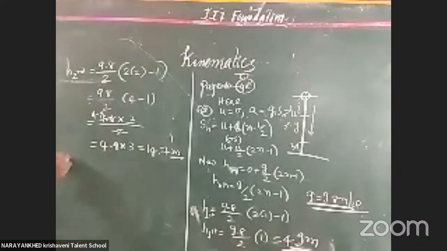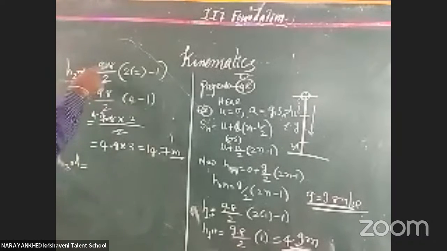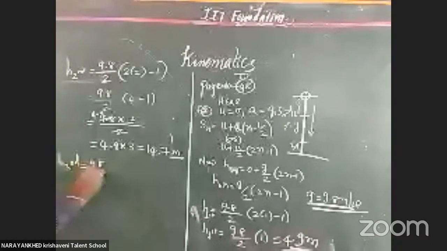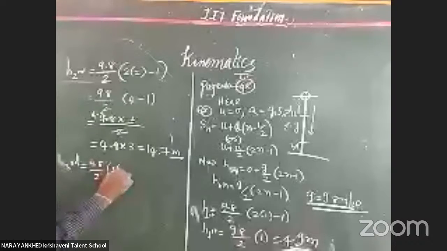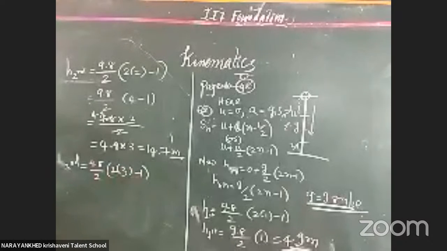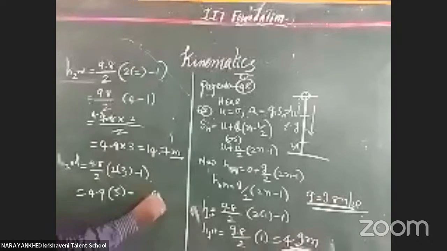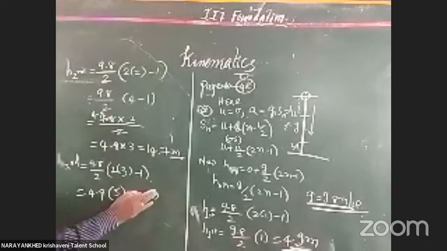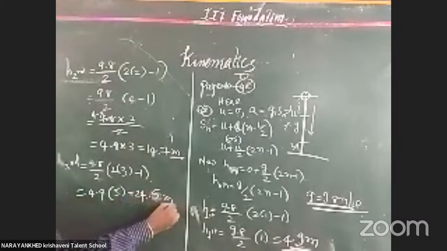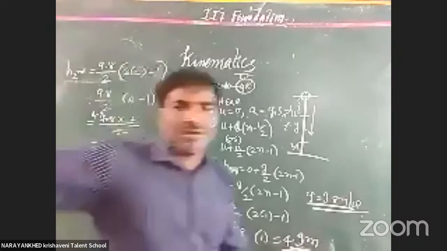Got it or not? Now next, the third second. What will we get? Again you have to write 9.8 by 2 into 2 into 3 minus 1. Clear or not? Now it is 4.9, you know very well 9.8 by 2 is 4.9, into 6 minus 1, 5. 5 into 4.9 is 24.5 meters. Got it or not? Like that, it's the traveling distance.